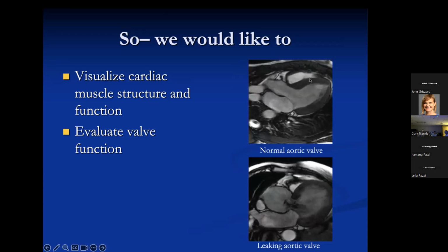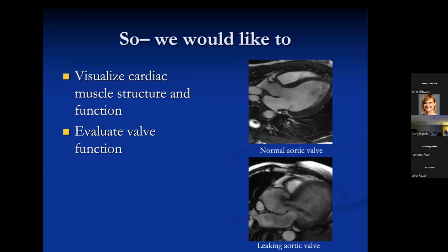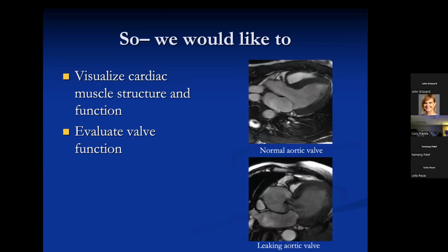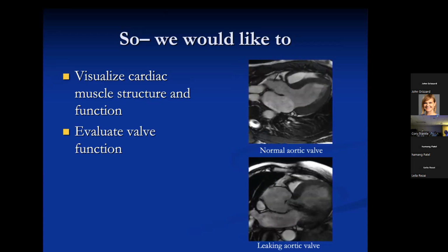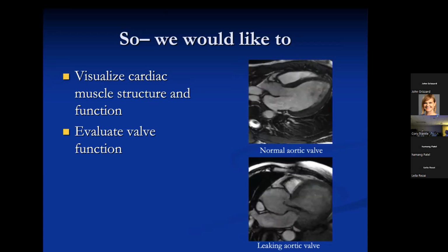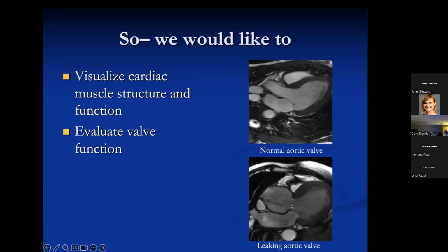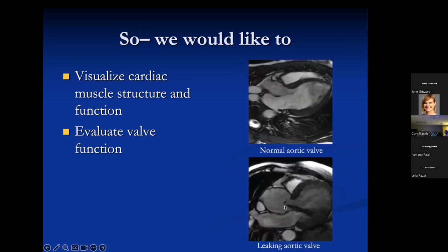Let me just point out that it may not be apparent from this that the reason that we have signal in the blood pool here in the left ventricular cavity and in the aorta in the top image is that we have a coherent phase, coherent information, if you will. There's a steady state of magnetization that's been achieved, and that results in very high signal on these steady state free precession sequences.